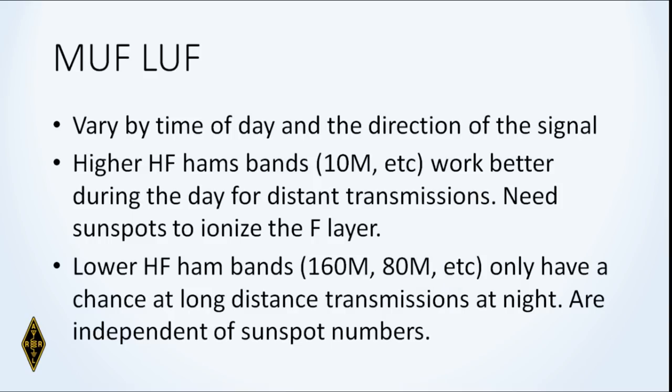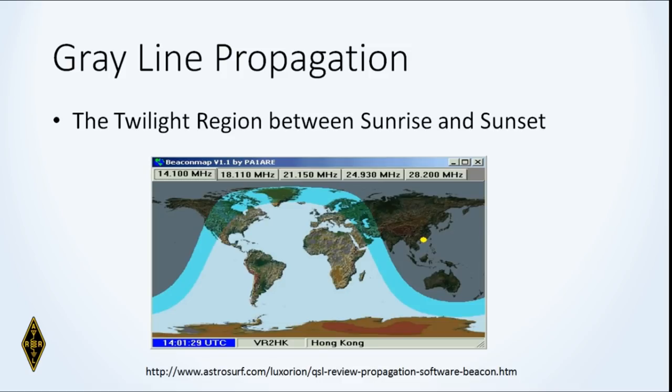It varies by time of day and the direction of the signal. The higher ham bands, 10 meters, for example, work better during the day. Lower high-frequency bands work better at night. So the MUF and LUF changes throughout the day. And we'll come back to some tools that you can use to calculate and find out what the best propagation and what the best frequencies are.